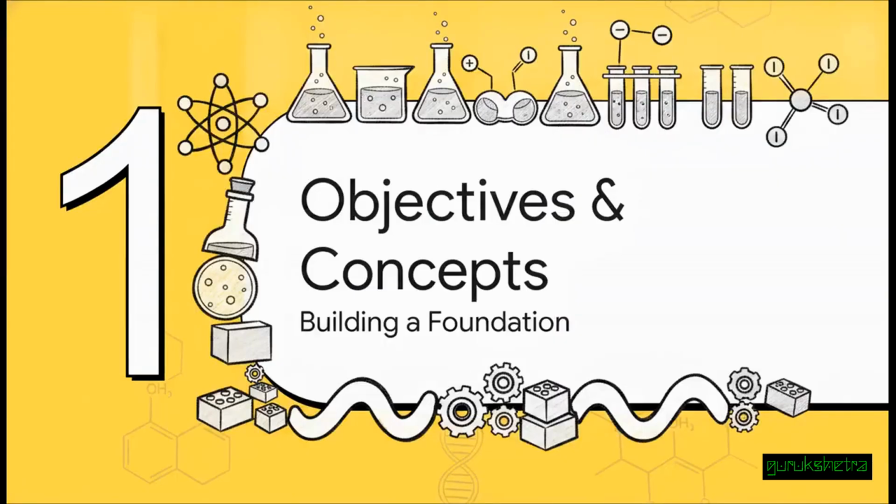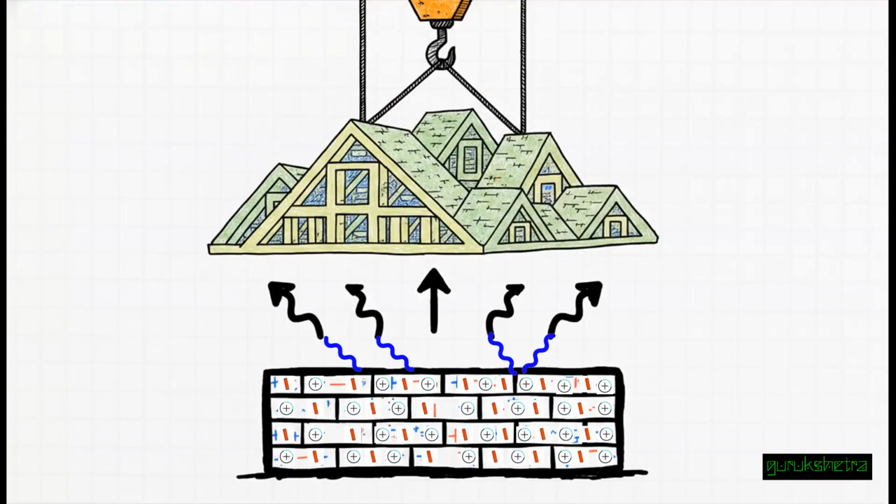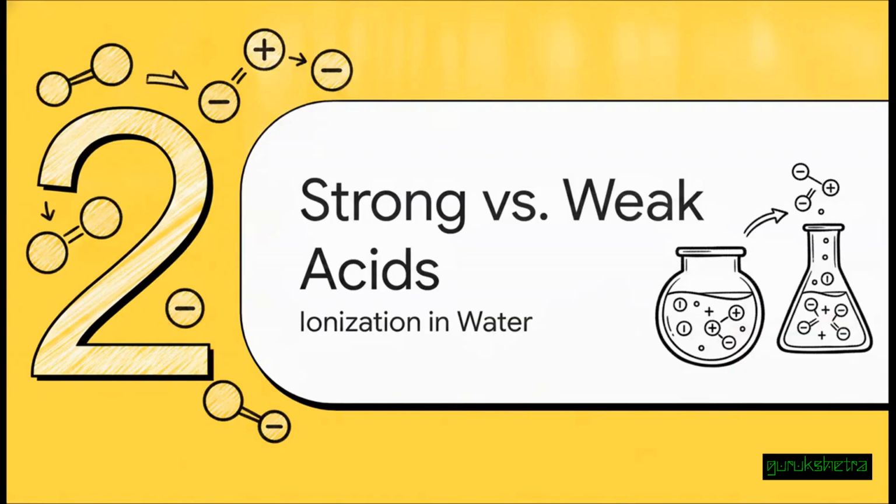All right, Section 1, Objectives and Core Concepts. Let's get our foundation set. Think of chemistry like building a house. You really can't build a sturdy roof without a solid foundation, right? Understanding basic ionization, literally just how molecules break apart in water, is going to unlock the secrets to the much more complex oxide reactions we'll tackle later in this explainer. So keep this hierarchy of concepts in the back of your mind as we progress. Everything connects.